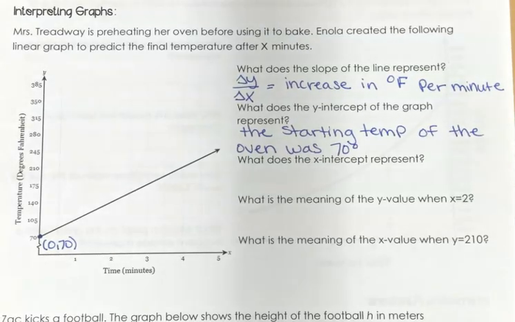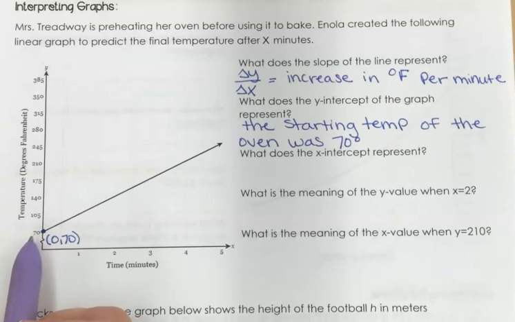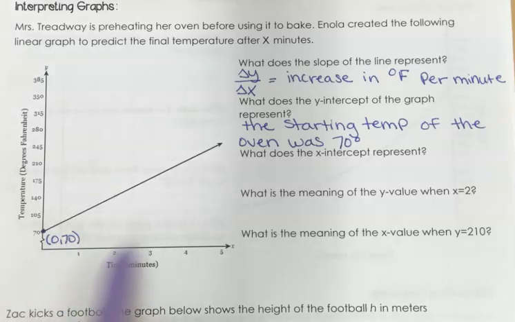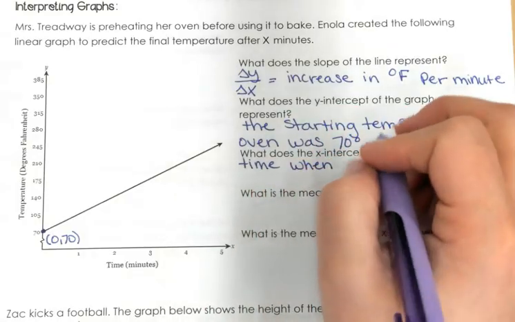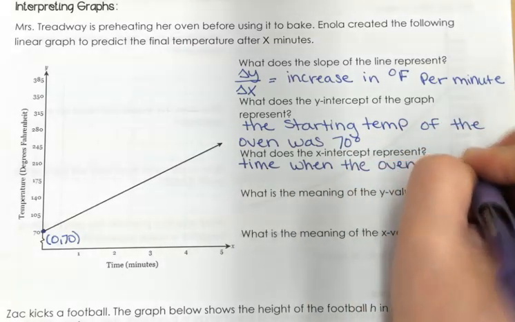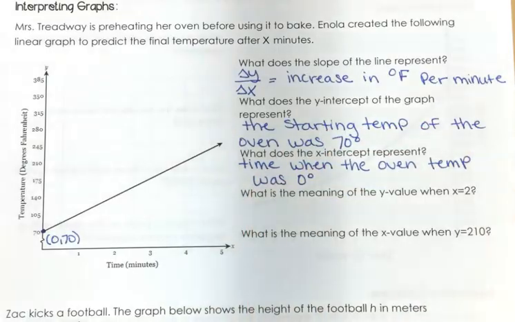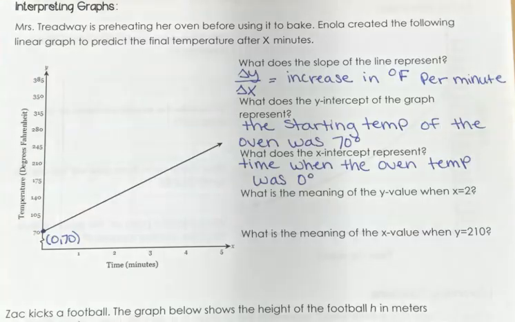What would an x-intercept represent? Now, if I had one, which I don't have here, that would mean I'm crossing where y is 0. So if y is 0, that means that the temperature is 0. So that would tell me the time when the temperature of the oven was 0 degrees. Now, that's not likely to happen, which is why our graph is only in the first quadrant, because in this context, it doesn't make sense to show this line going all the way backwards and crossing the x-axis.